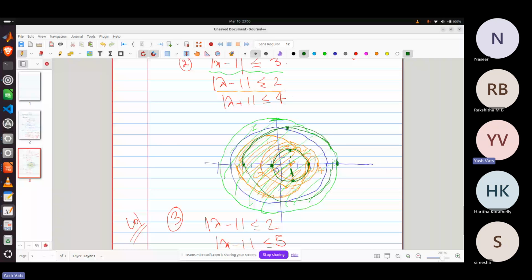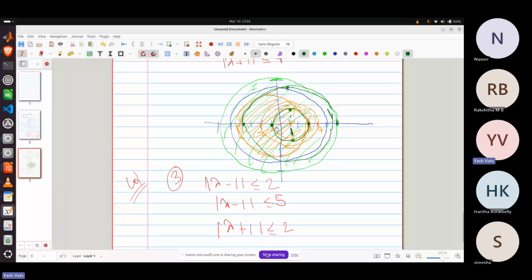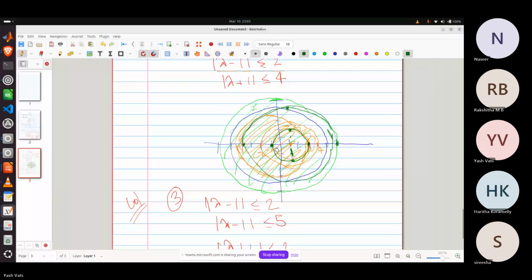Okay. And mod lambda plus 1 is less than or equal to 2 is minus 1, 1, 2. So kind of this region. So you have to take the final intercept. That is the union. Union is the big region. So this region is cut by this part only. So this is the whole region.